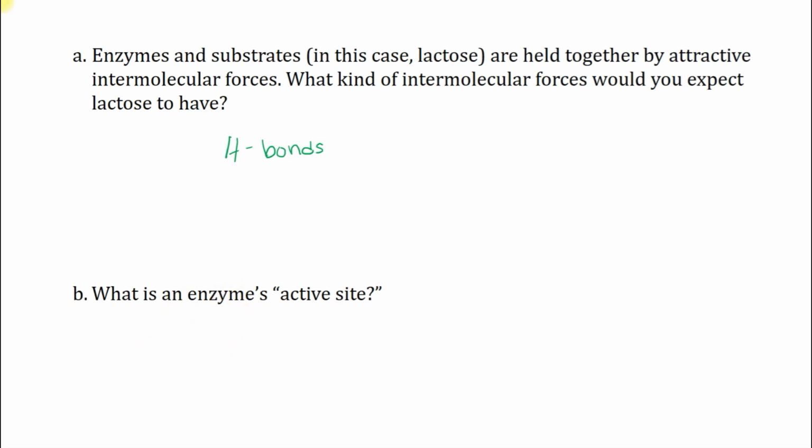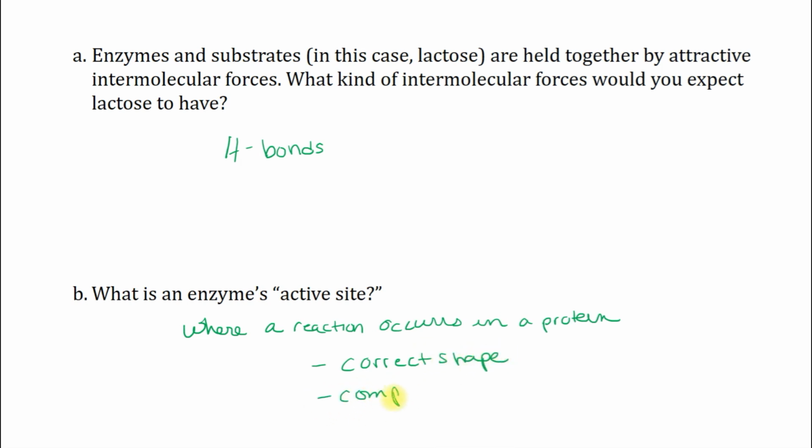Okay, oh, I just said the words active site, and look, there's a question about it. The active site is where the chemical reaction occurs in a protein. It has to have the exact correct shape, and it has to have complementary IMF, right? So they have to match each other pretty well. We had images of enzymes and how they work in our lecture notes. We called it the lock and key mechanism. So take a look at that.